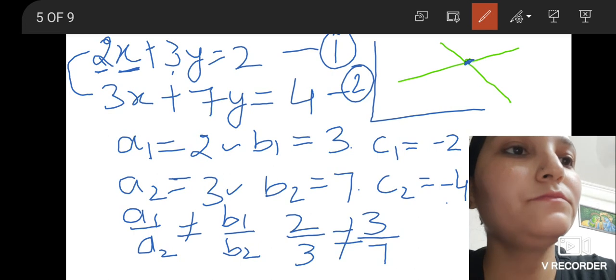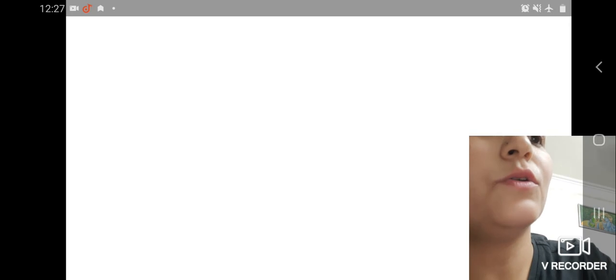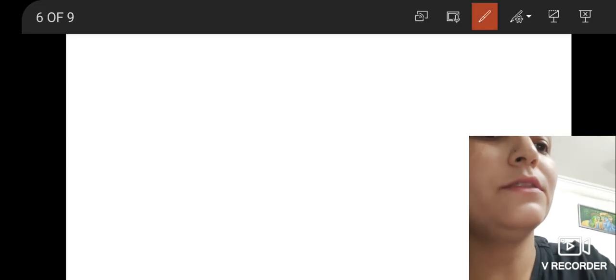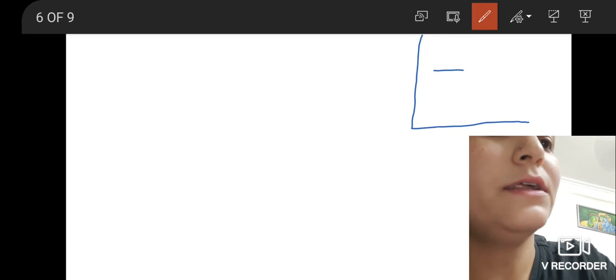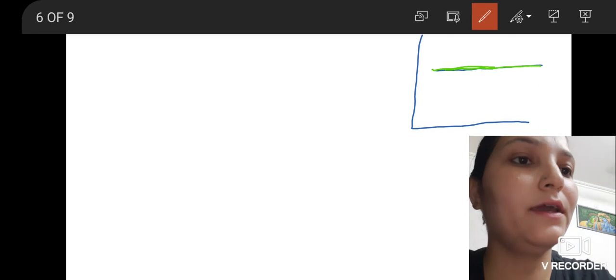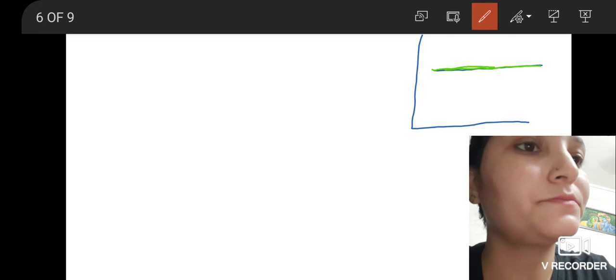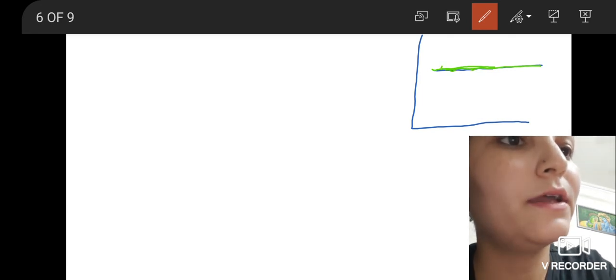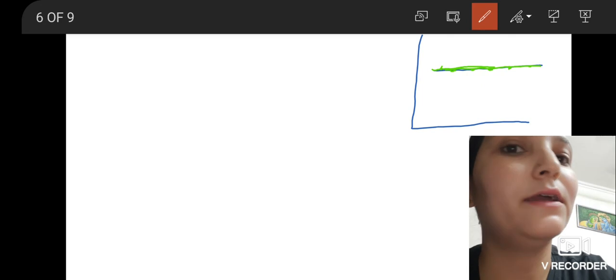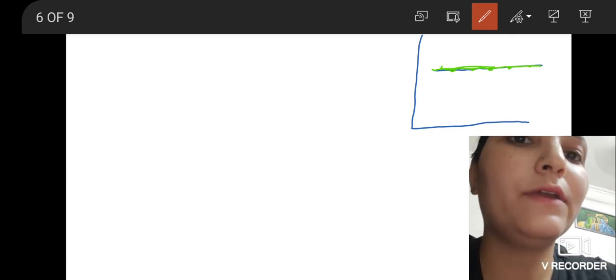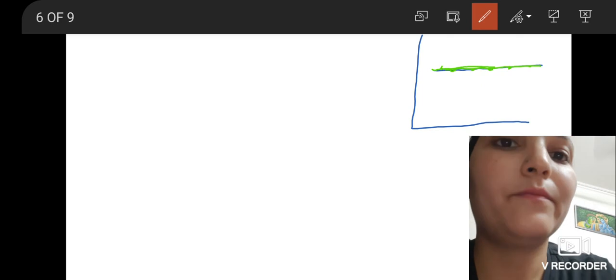Similarly, you have another pair of linear equations, which is coinciding. The first line is like this and the second line goes along with the first line. They have many solutions. Why? Because they have lots of points in common, infinitely many solutions. So the second type is a pair of equations that are coinciding.